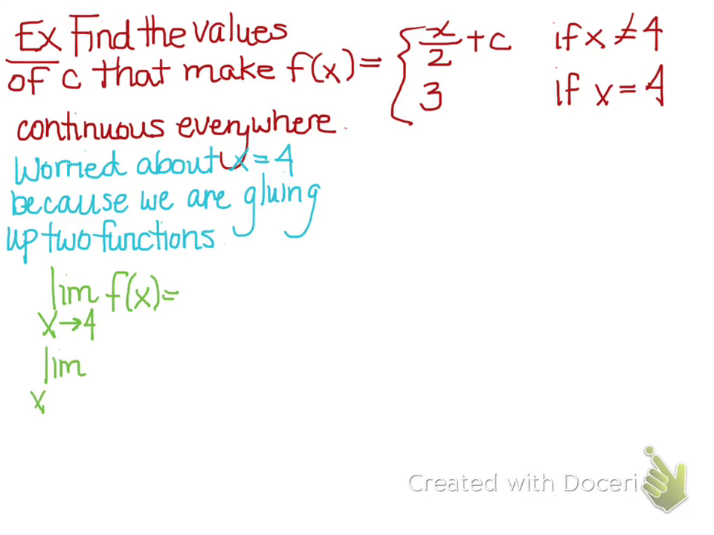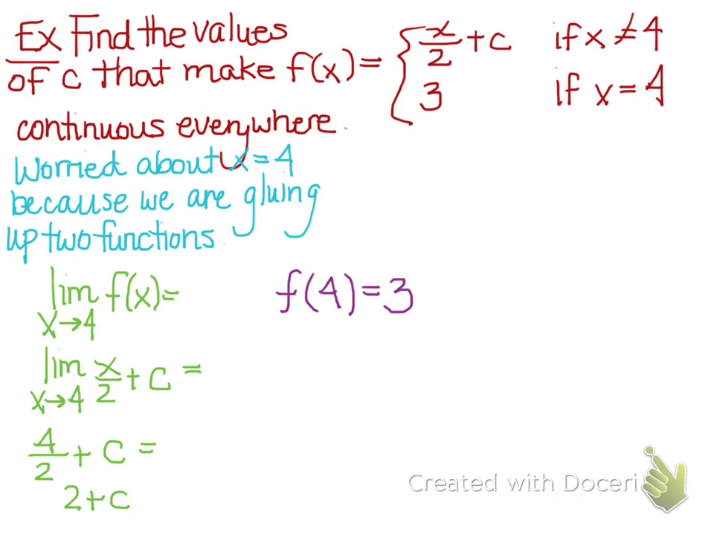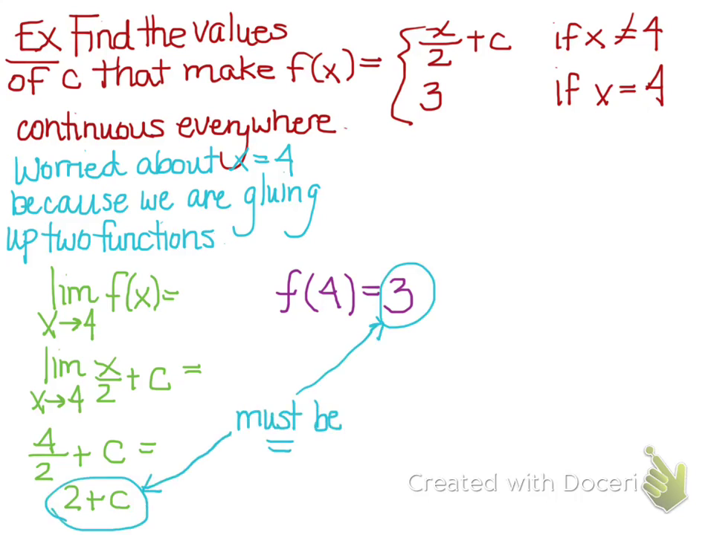So we can actually take the genuine limit as x goes to 4 of f of x. That means that we're using the function x over 2 plus c, and when we do direct substitution we get 2 plus c. And we can also evaluate f of 4. And remember, in order for the function to be continuous, the limit must equal the value of the function at 4. So that means that 2 plus c must equal 3. So setting those equal to each other, we solve and we get c equals 1. So that's the value of c that makes this function continuous everywhere.